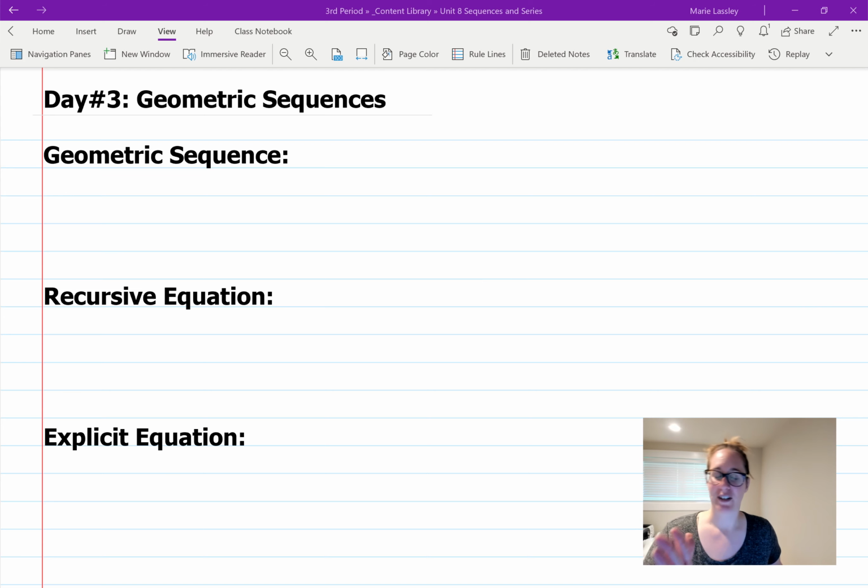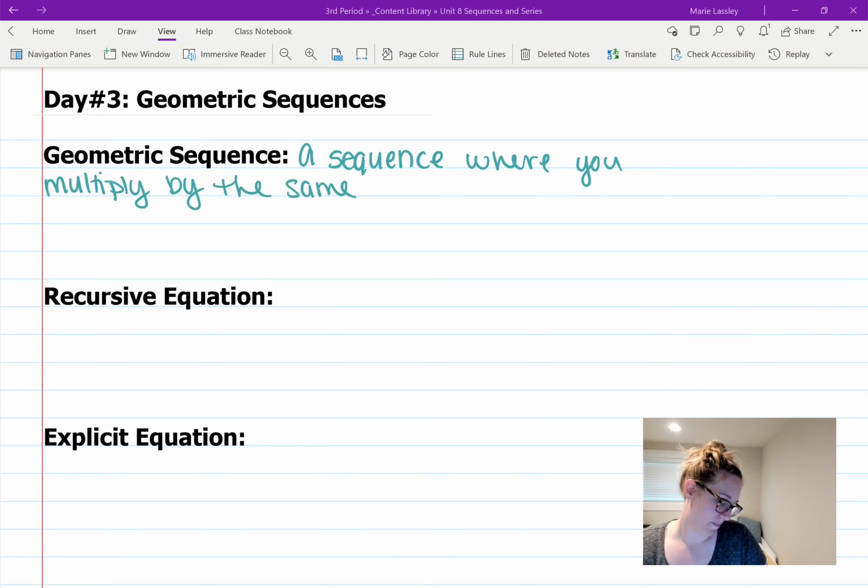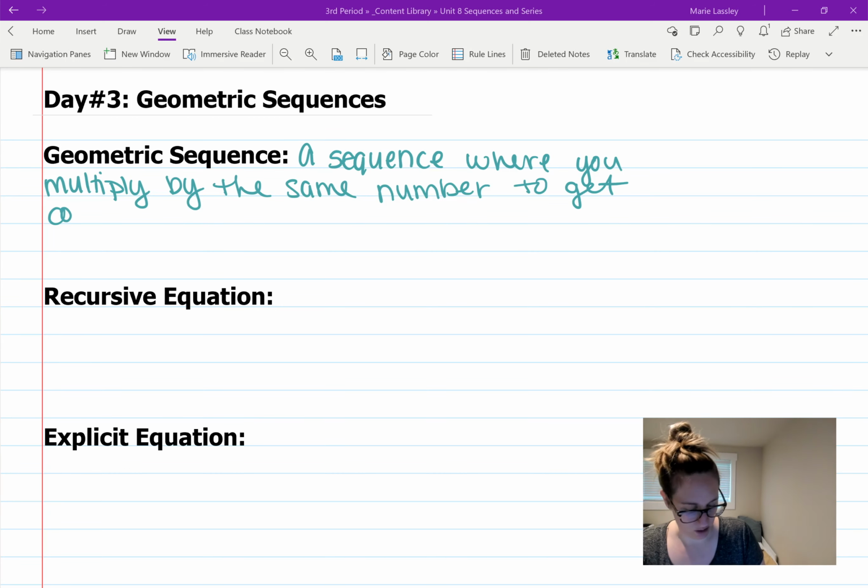Okay, so anyway, a geometric sequence is when we are multiplying by the same thing each time to go from one term to the next. So this is a sequence where you multiply by the same number to get consecutive terms in a sequence.